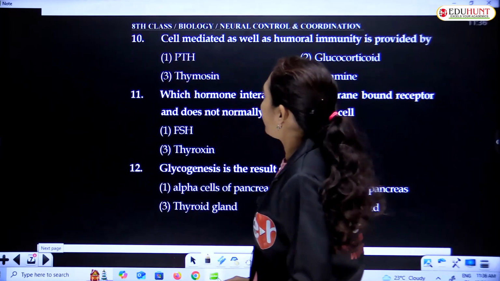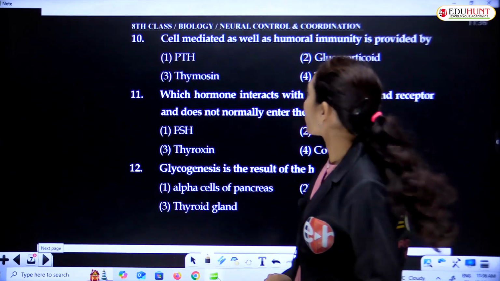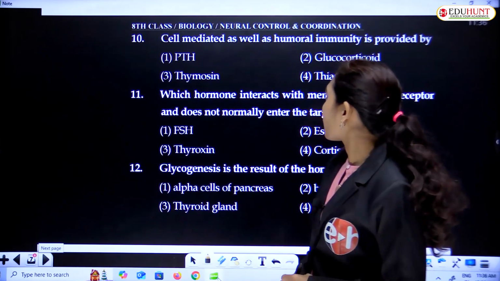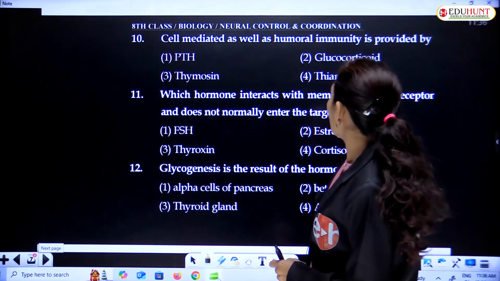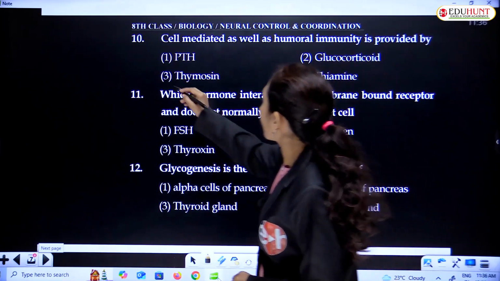Cell mediated as well as humoral responses, that is the immunity response, is provided by thymosin.